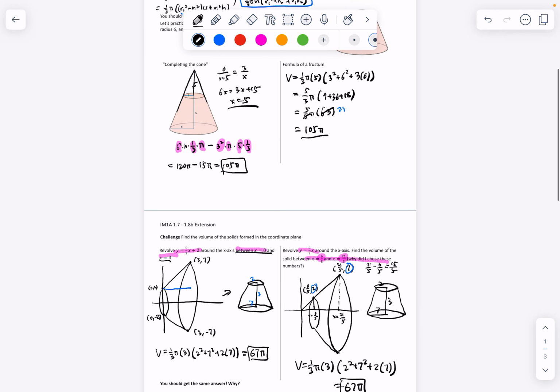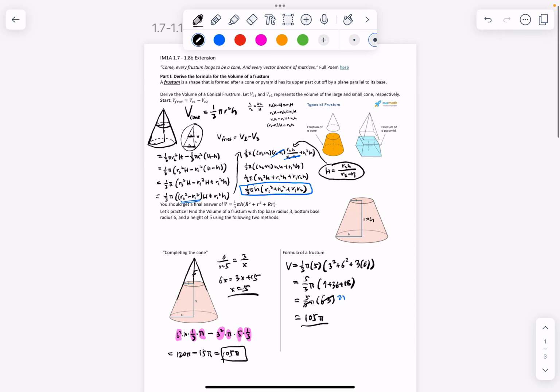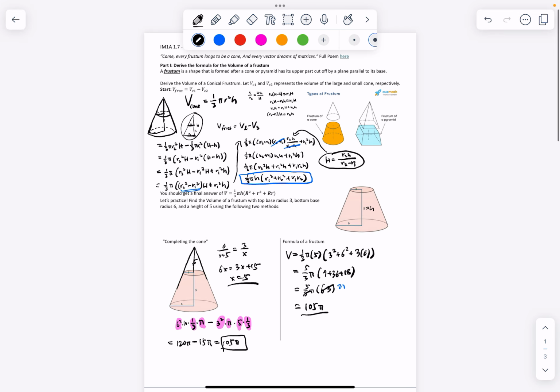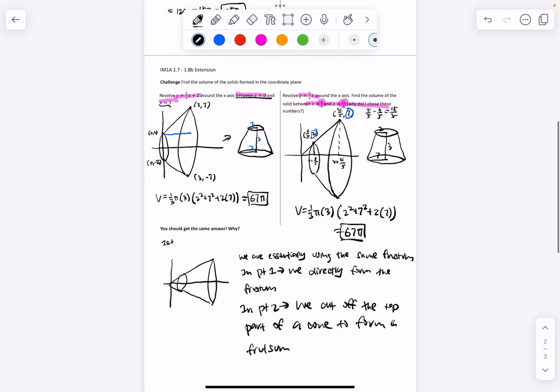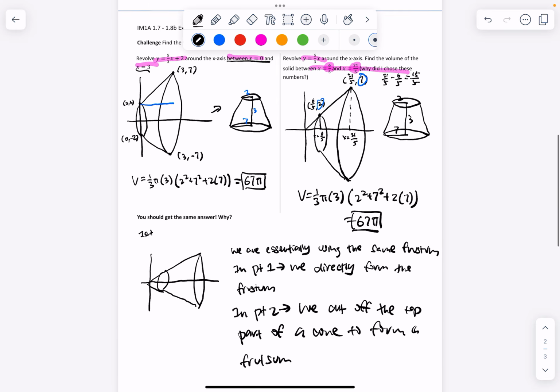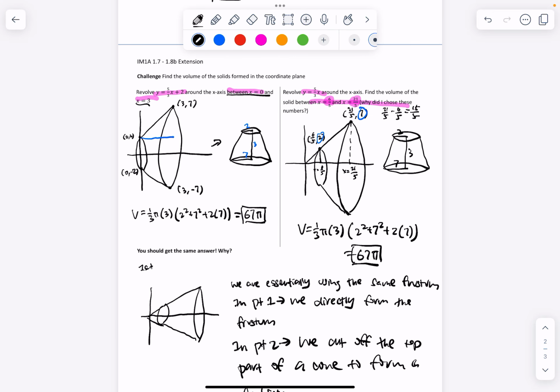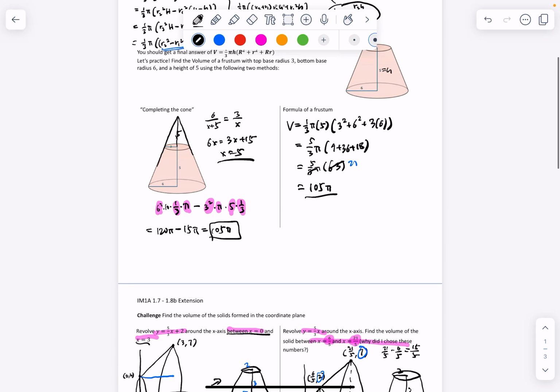Yeah, and I think this is a really interesting extension. Yeah, because frustums are pretty cool. They're not really covered in math classes. And I think it's pretty interesting how we can also kind of think about it graphically. Yeah, and a cool poem.